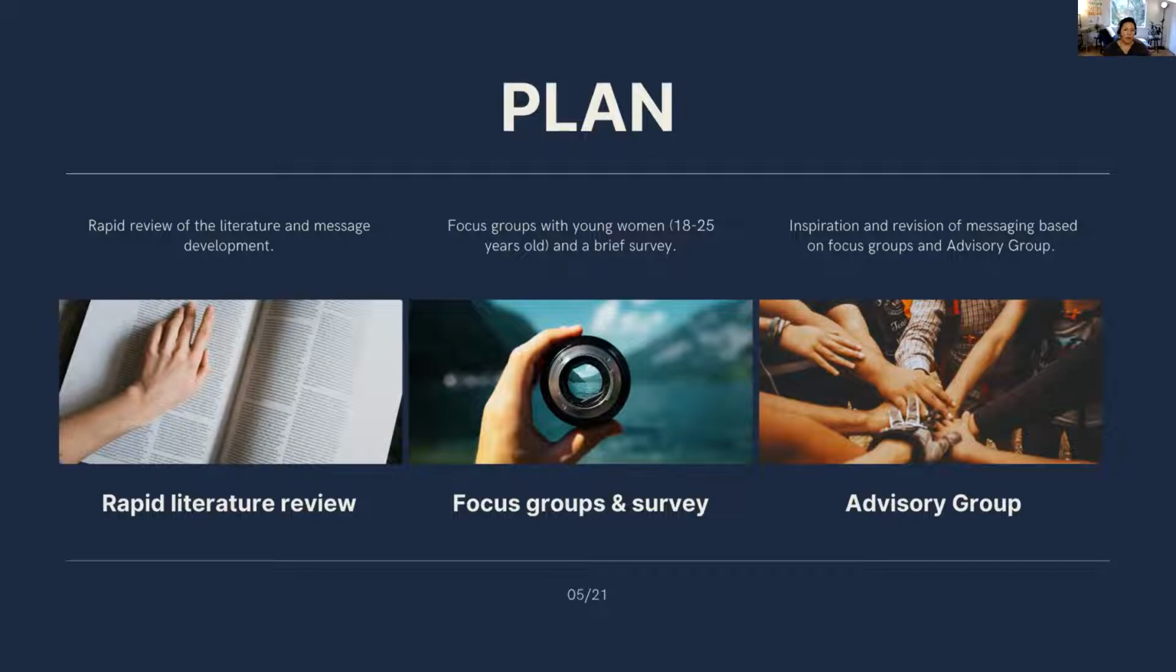Focus groups and a survey were another component of our plan. We conducted focus groups with young women, which we defined as being between the ages of 18 and 25, and also gave an accompanying survey. And another important component was our advisory group, which was made up of representatives of breast cancer advocacy organizations and alcohol risk reduction groups. And they served to help inspire our messaging and our dissemination strategy, and also to help us as we developed and revised our messaging based on feedback from our focus groups.